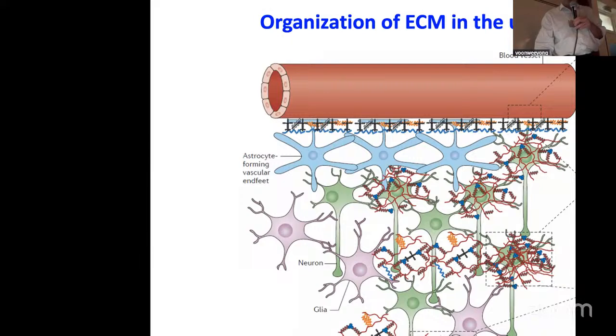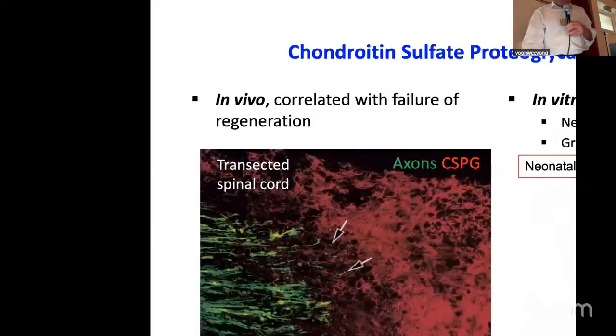So you have different types of extracellular matrix. You have type 4 collagens that are in basement membrane, but within the CNS parenchyma, a lot of hyaluronan, chondroitin sulfate proteoglycans, tenascin C, etc. So, like I said, I'm going to pay more attention to the chondroitin sulfate proteoglycans. All right, the chondroitin sulfate proteoglycans.